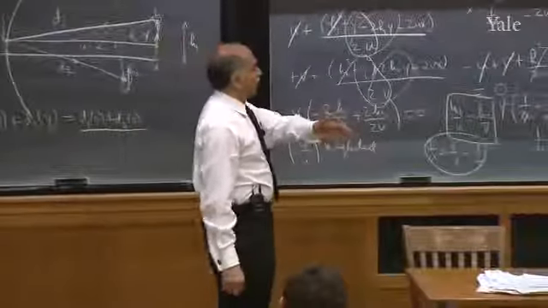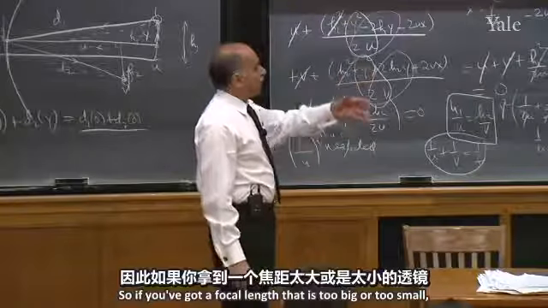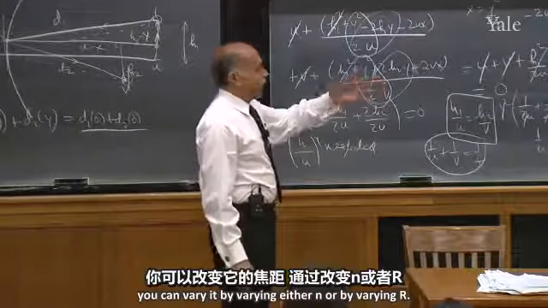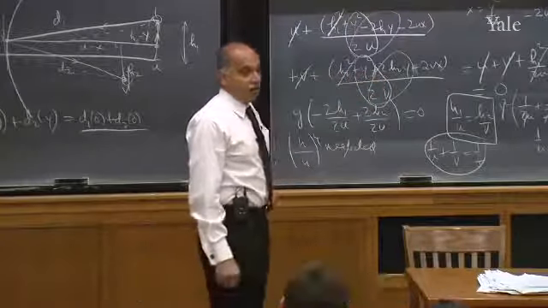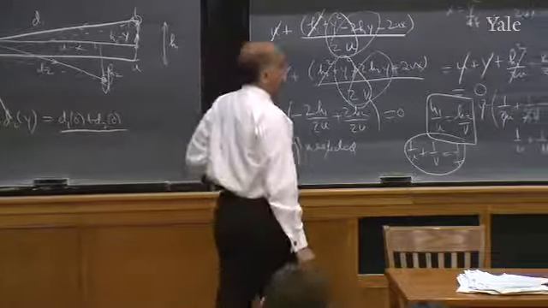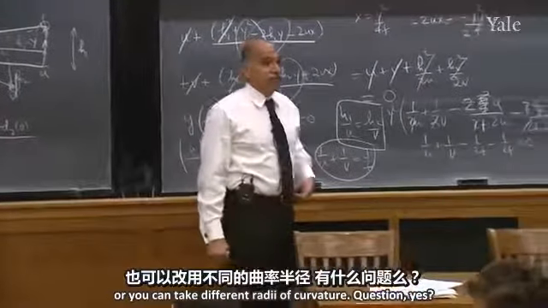So if you've got a focal length that is too big or too small, you can vary it by varying either n or by varying r. You can take different materials, or you can take different radii of curvature.